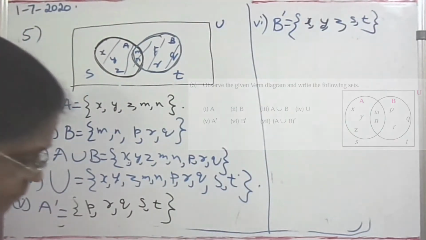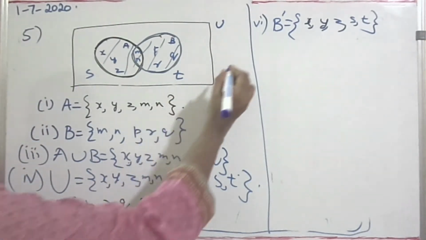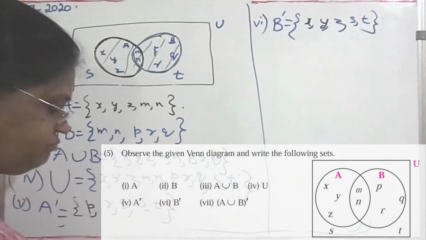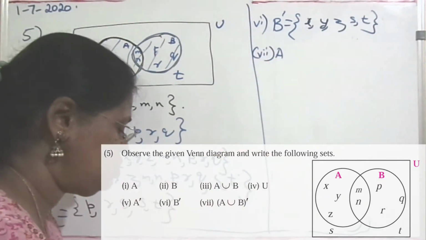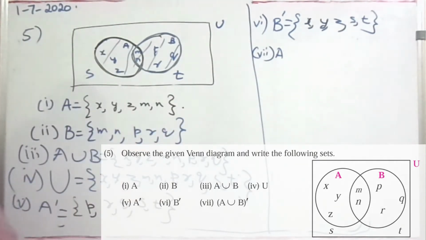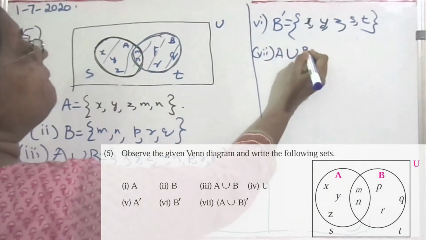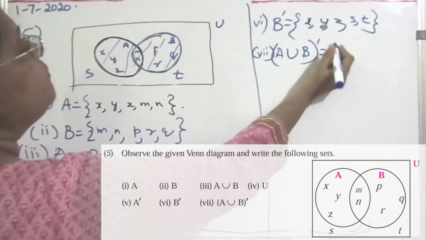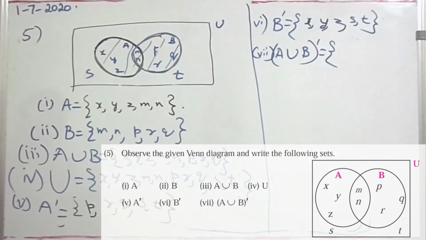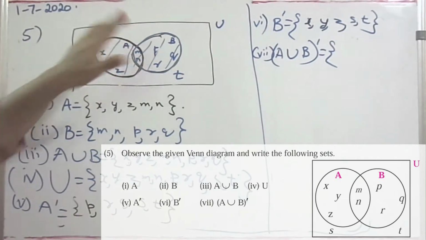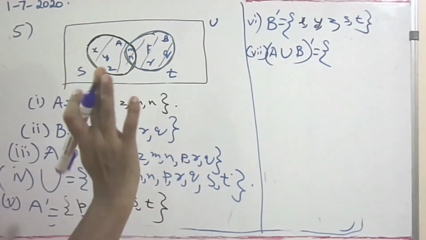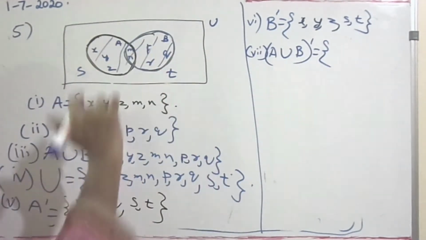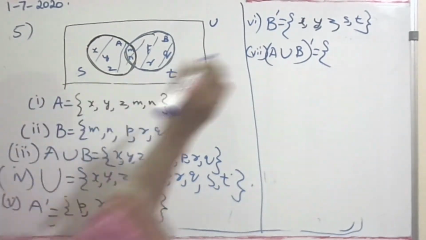The last one, A union B complement. What is the meaning of A union B complement? Whatever is there in A union B, you should not write. This shaded part is there in A union B. So A union B complement means not there in A union B but there in the universal set. So S comma T.